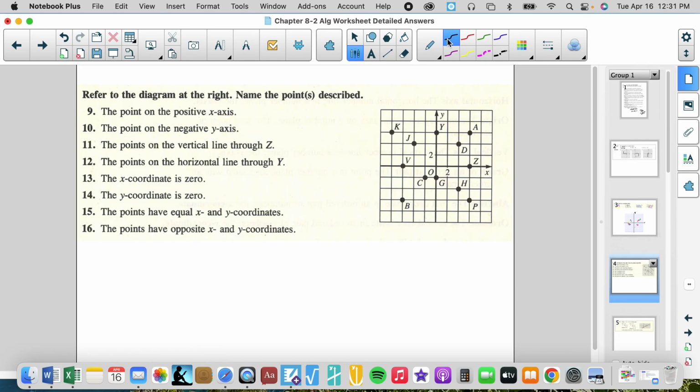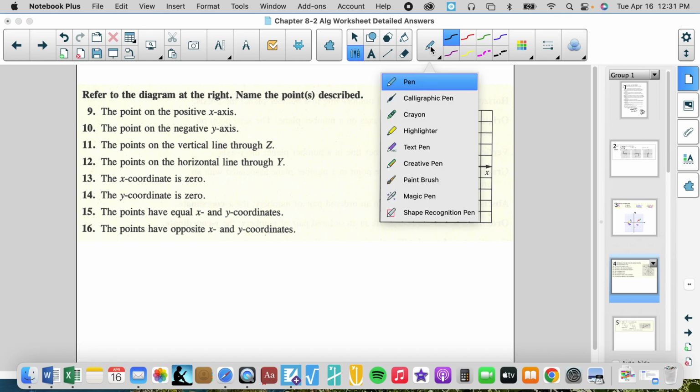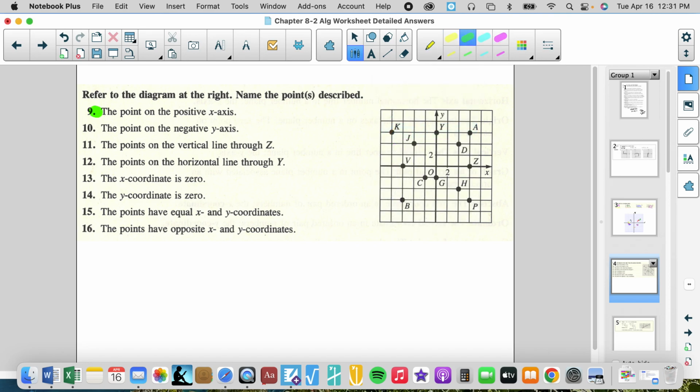Now this is a fun one. Now we can do highlighter. So the point on the positive x-axis. So this is my x-axis. This is the positive side. So that would be Z. Let's change the color. The point on the negative y-axis. So the y-axis is the vertical. Negative would be that point.